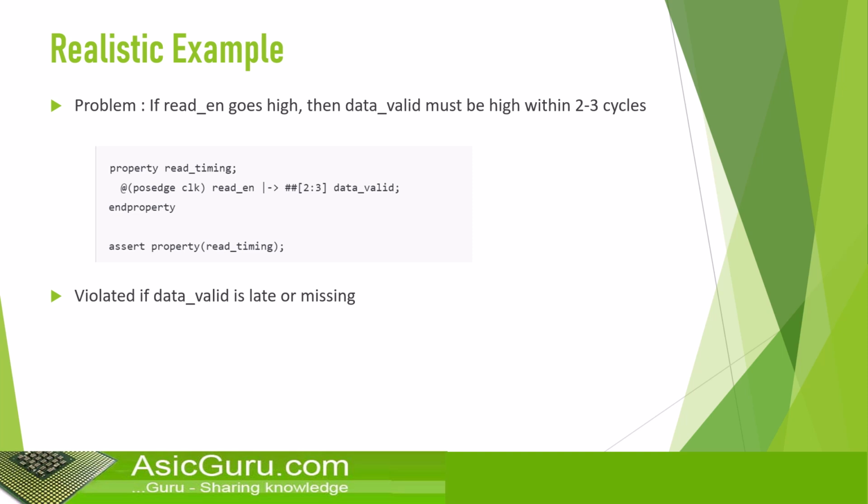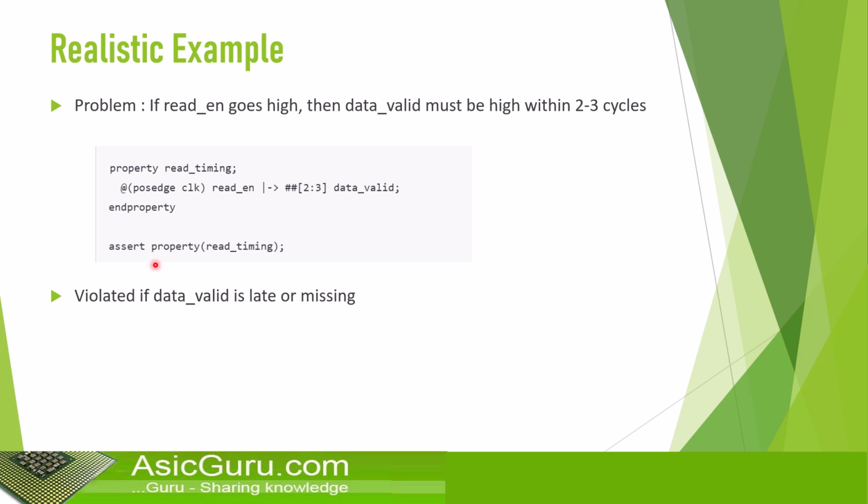So this is another example of using SystemVerilog assertions. In this example, if read enable goes high, then data valid must also be high within 2 to 3 clock cycles. To check this, we have defined a property named read_timing. Inside this property, we are checking if read enable is high, then data valid must also be high after a delay of 2 or 3 cycles.